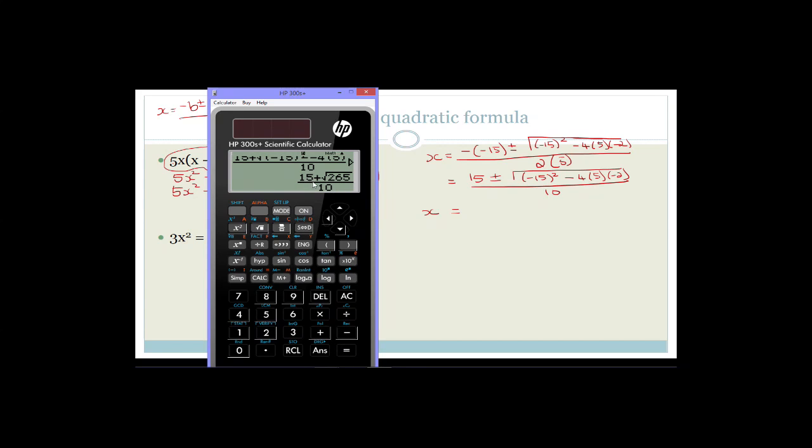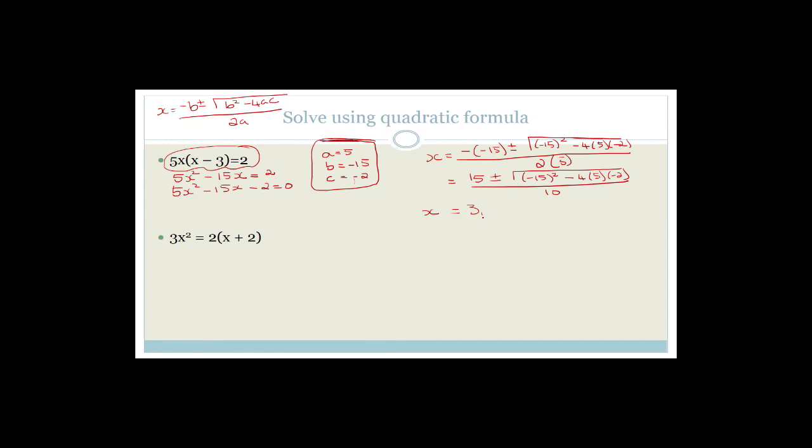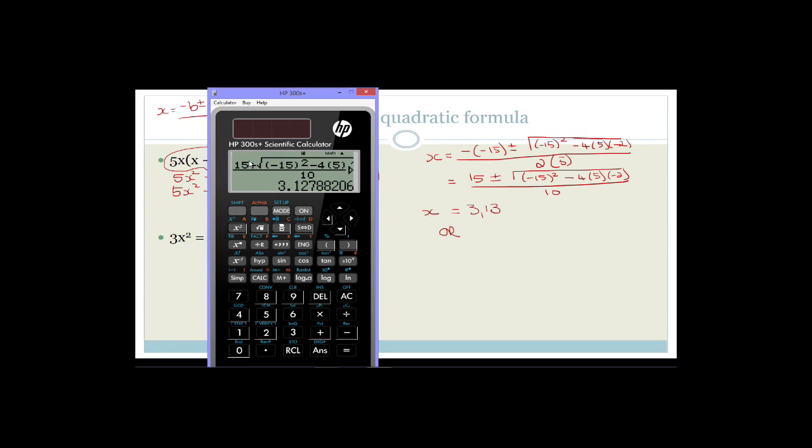Okay, so it's 15 plus the square root of 265 over 10, which is going to be 3 comma, remember rounding off to two decimal places, 7 is bigger than 5, so it's 3 comma 1 3. Yes, when you go back to the calculator, you could have realized that you can just change this to minus, but just to make sure that you know what you're doing, I'm going to show you once more.